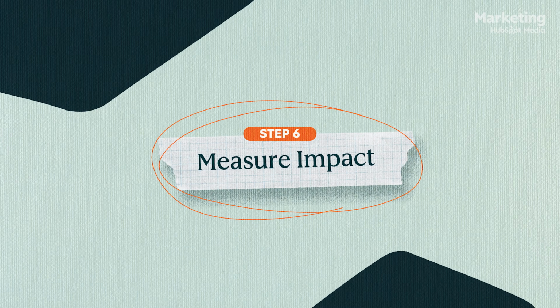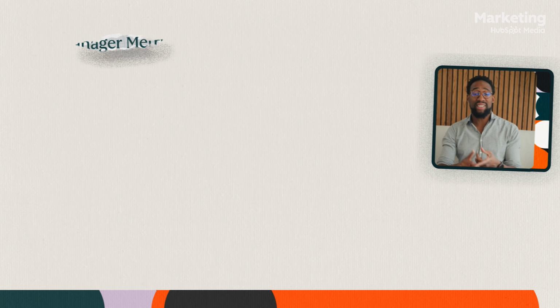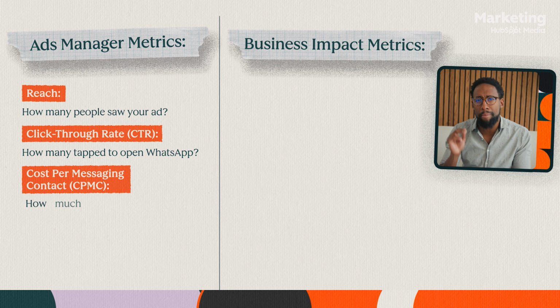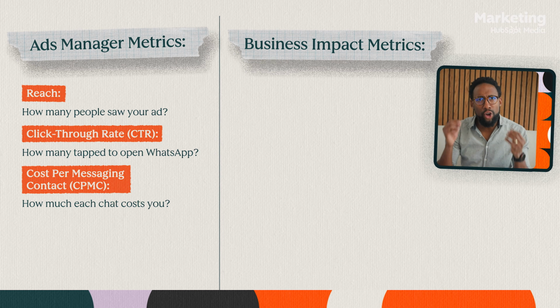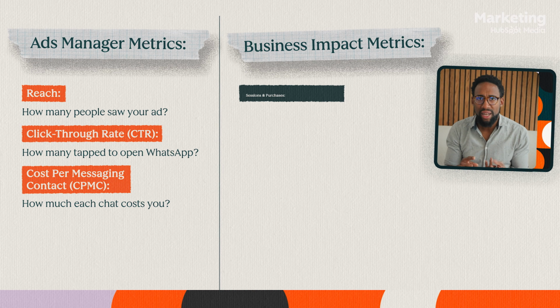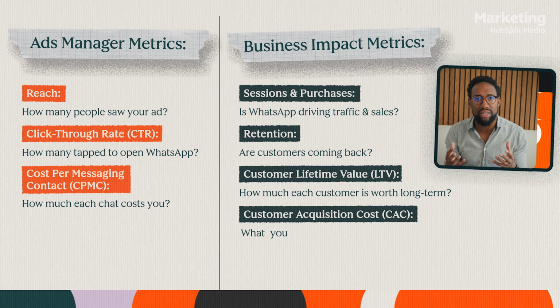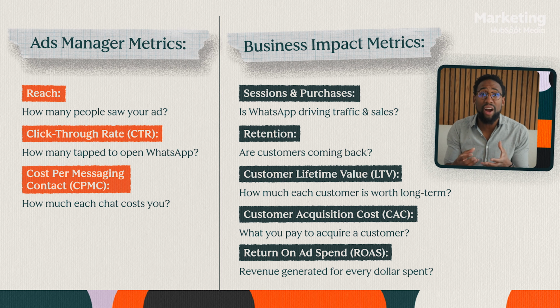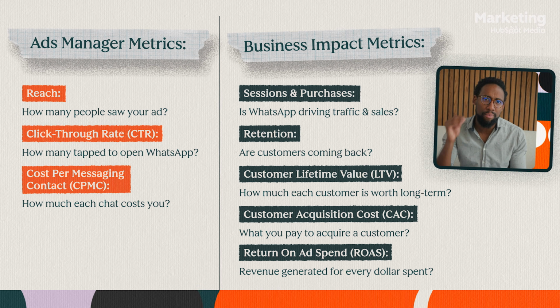Which takes us to the 6th step, measuring your impact. Now that your campaigns are running, let's talk about the numbers that matter. Inside Ads Manager, you're going to track reach, click-through rate, and cost per message and contact. Then, inside of your CRM, you're going to track business impact metrics like sessions, purchase, retention, lifetime value, or acquisition costs. Calculate your customer acquisition costs and your ROAS. These are the numbers that are going to tell you whether or not these campaigns are actually profitable.